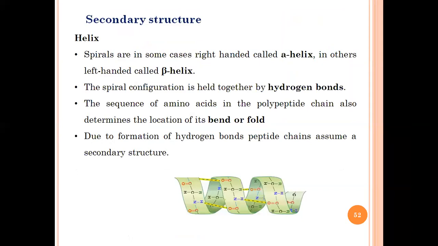Again, the same thing is explained over here. Like secondary structure में helix रहता है, which is nothing but a spiral structure. It can be either right-handed or left-handed, but the right-handed helix, known as alpha helix, is the most common one in nature compared to the left-handed, which is known as the beta helix. Okay, as I mentioned, they are held together by hydrogen bonds. And this sequence also gives information about कहाँ पे प्रोटीन को bend होना है, कहाँ पे fold होना है. All this kind of information can be retrieved from the secondary structure of a protein.